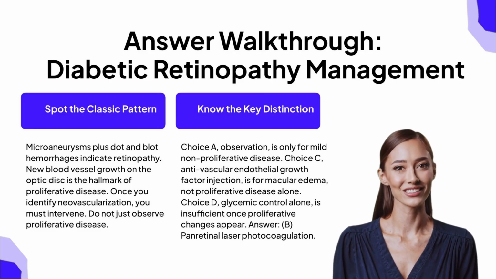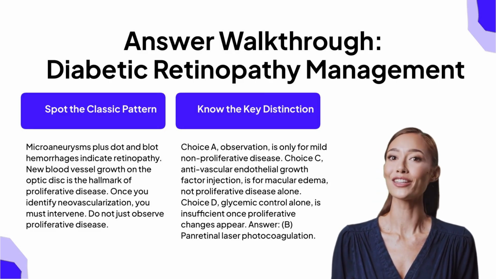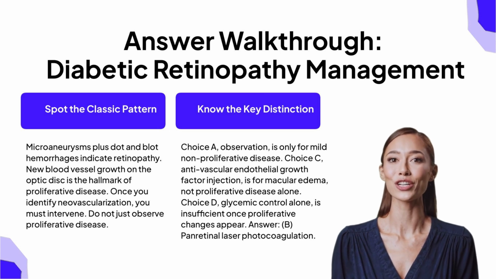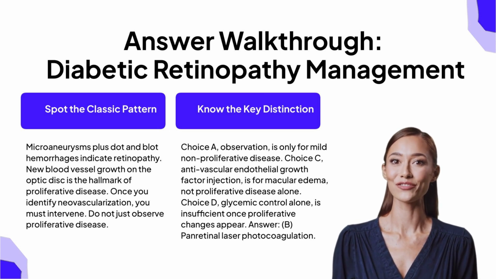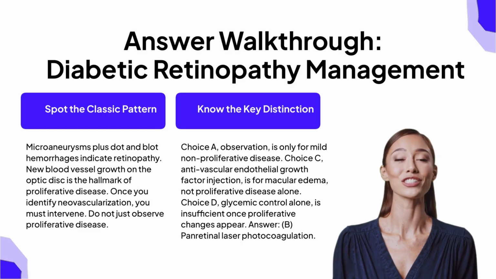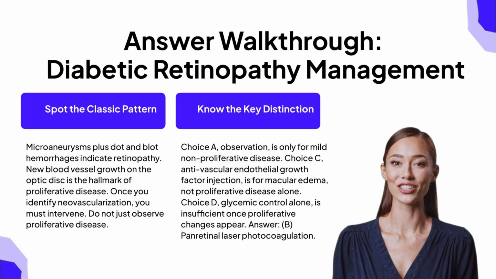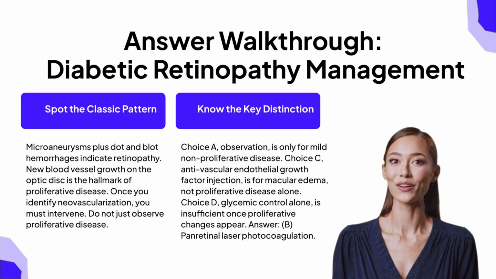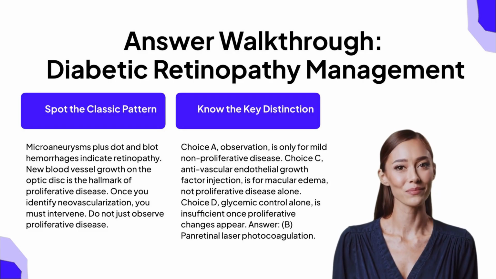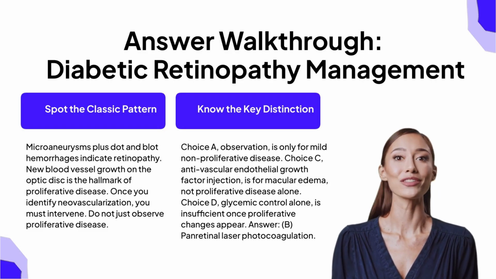Step 2. Know the key distinction. Once you see neovascularization, you have crossed the threshold from non-proliferative to proliferative disease. This changes the management entirely. You cannot just observe. Choice A, continuing observation, is only appropriate for mild non-proliferative disease. This patient has progressed beyond that.